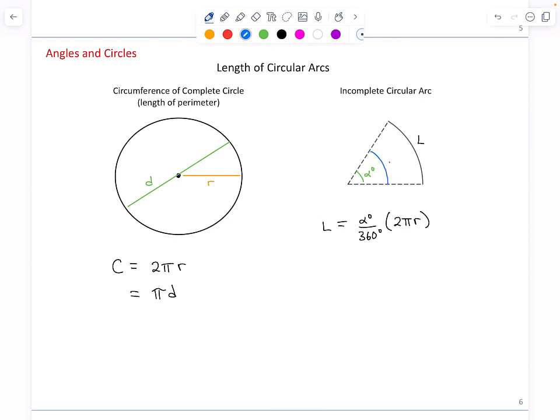Now if this angle is measured in beta radians, then similarly we would say the length of the arc is take beta radians and divide it by 2 pi radians to figure out what fraction of the circle we're looking at, and then multiply that fraction by the entire circumference. In this case, we can simplify. The 2 and the pi both cancel, leaving us simply beta times r. And this concludes our discussion on angles and circles.